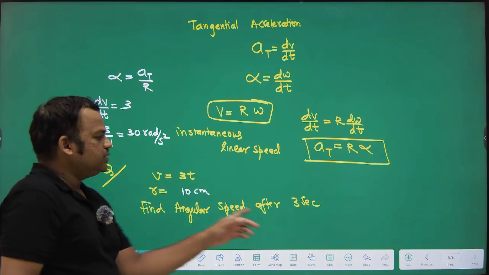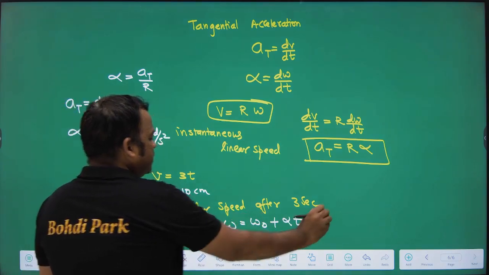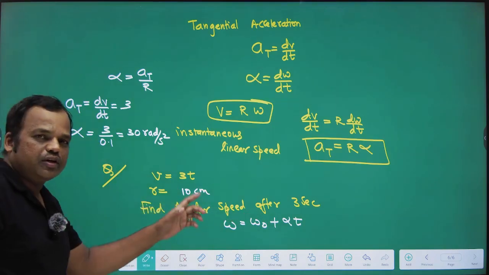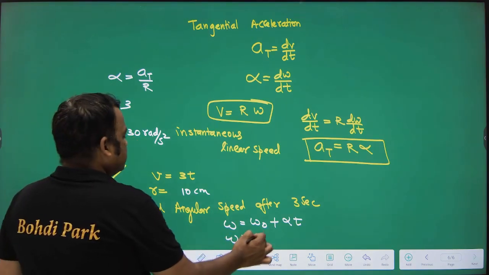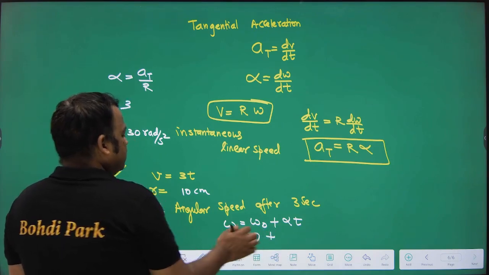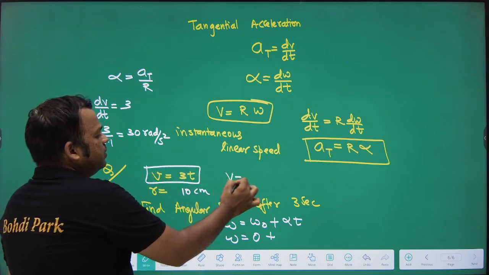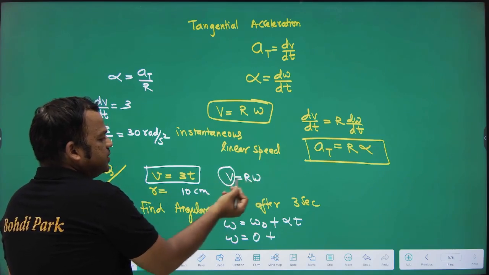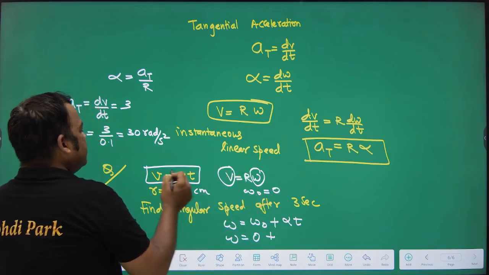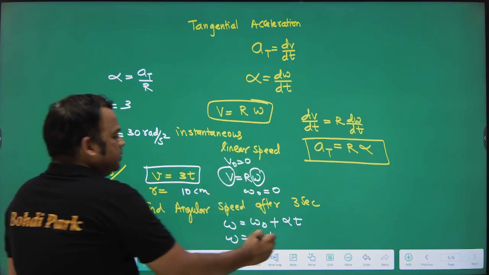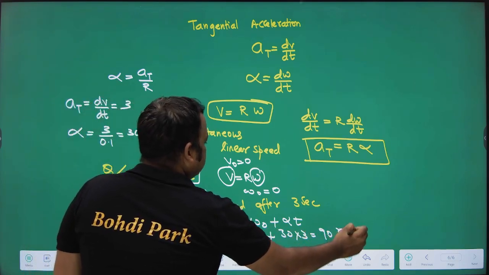Now we have to find angular speed after 3 seconds. So we will use omega is equal to omega naught plus alpha t. So we can use this equation because angular acceleration is constant. It is uniform. Initial angular velocity will be 0 because we know that initial linear speed is 0. So using this formula, when linear speed is 0, angular speed is also 0. So omega naught is 0 because v naught is 0 and alpha we got 30. Time is given as 3, so that will be 90 radian per second.